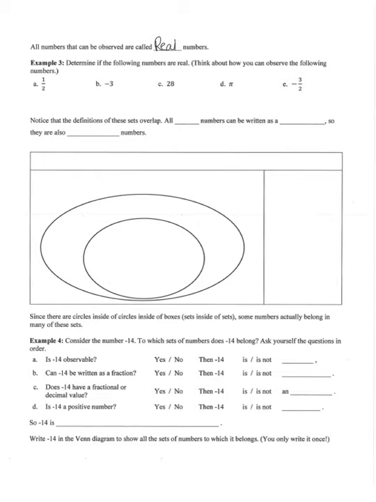So we have, for A, 1/2. Well, how about half of a pizza? B, we have -3. Well, if anyone knows anything about golfing, which I know very little, but I do know that -3 would be a possible golf score.